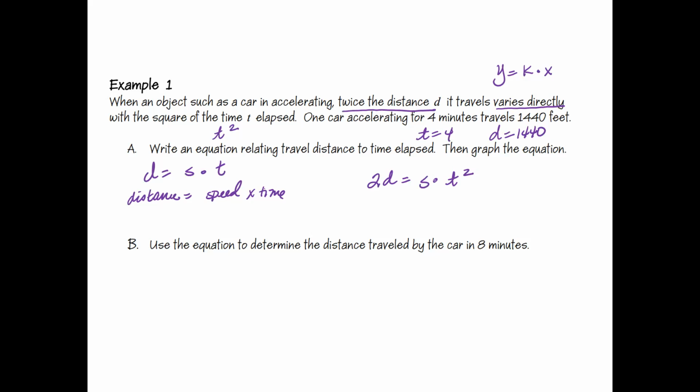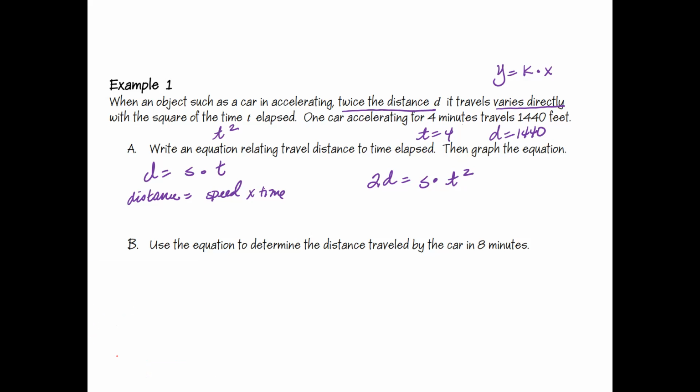Okay, so when I set this up, the way I think about this is, when it says the car is accelerating, that's a speed, okay? Twice the distance, so I put 2d is equal to... it travels varies directly, so it's going to be speed times time, with a square of time, so t squared. One car accelerates for 4 minutes and travels for 1,440 feet. Write an equation relating distance traveled to time elapsed, then graph the equation.